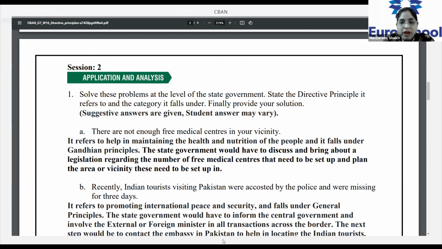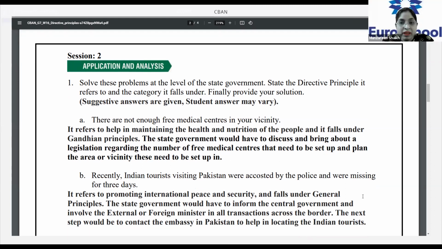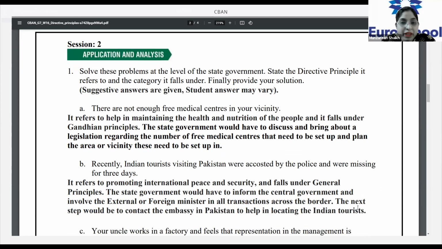Now what solution do you have for this? Who will tell me what more solution? Ma'am, more free medical centers. Yes, you can have more free medical centers. You can inform this to the state government. You can escalate the matter to the state government. You can discuss it, and you will make sure that more free medical centers are set up in your vicinity, wherever you all are living. Okay, so this was the solution. I hope now you understood when we did the first example.